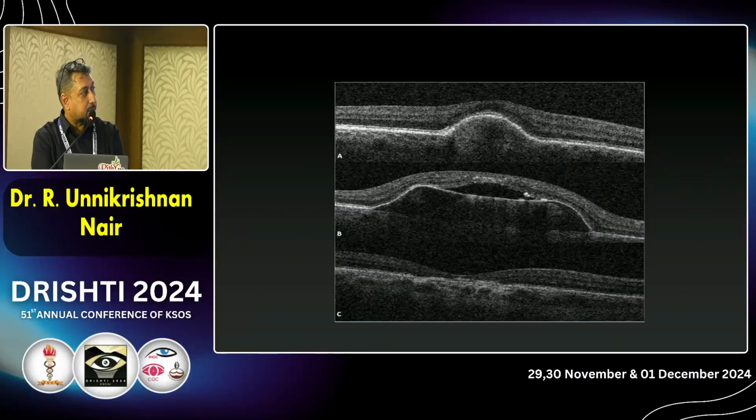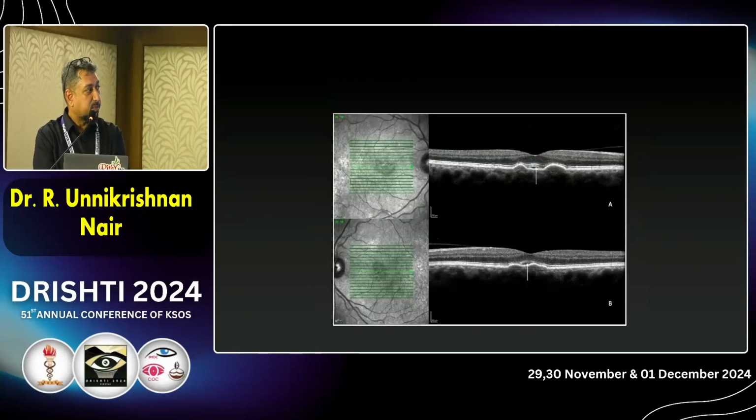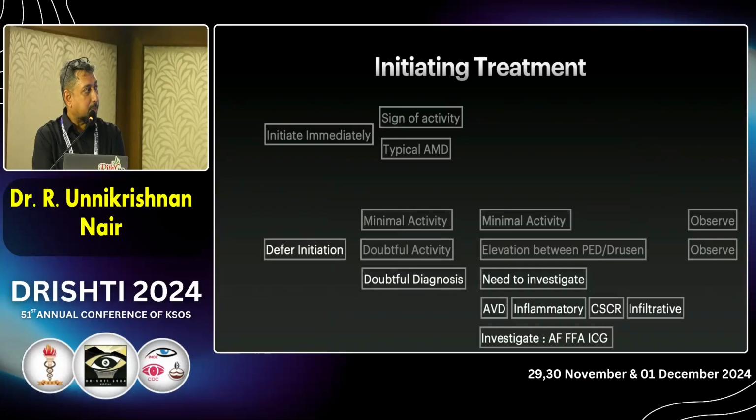Here is another example of the same thing, where you see fluid on the top. What is the problem of treating this aggressively? If you treat this aggressively, you can end up with RPE atrophy. So it is an important component now to realize what fluid not to treat. These are similar examples of those.